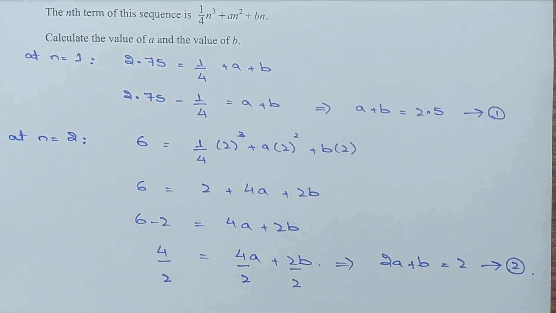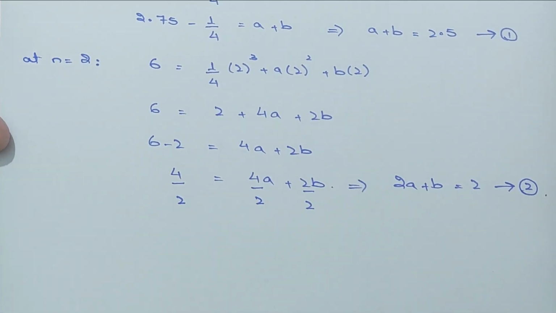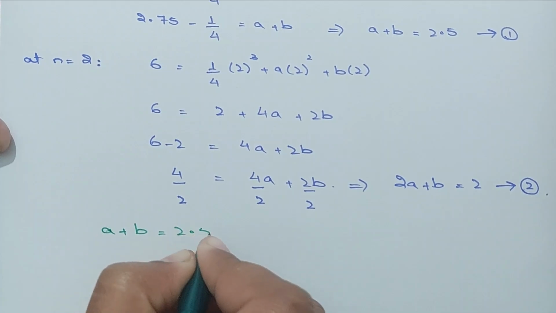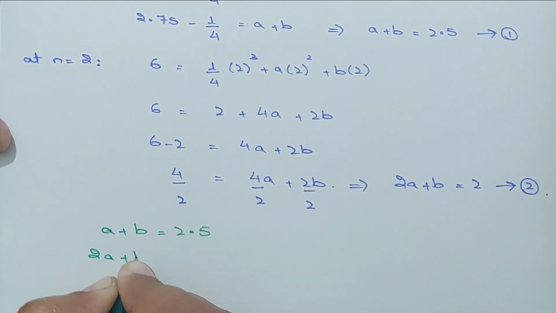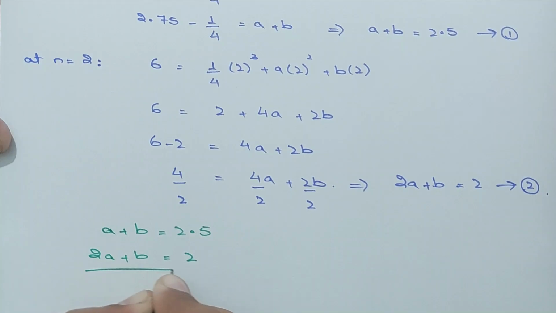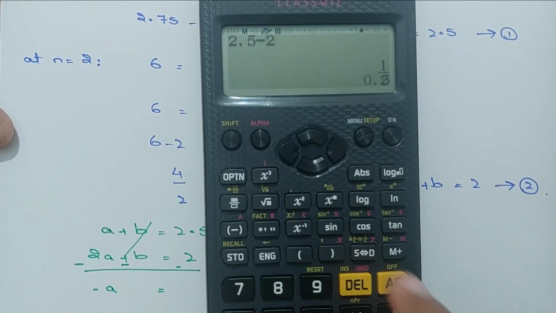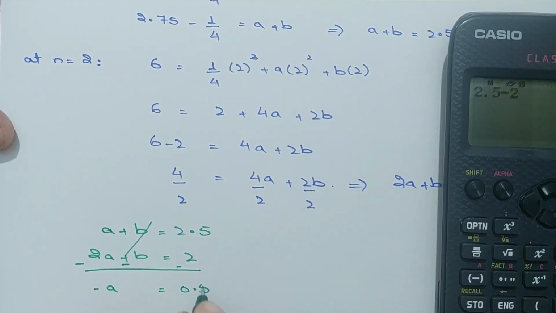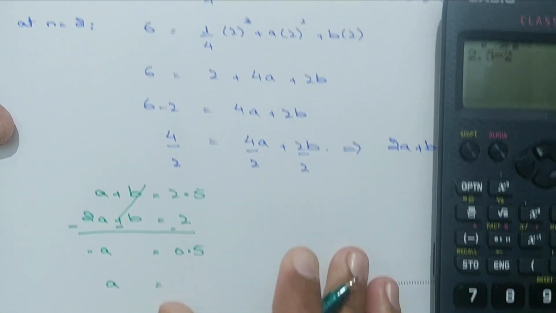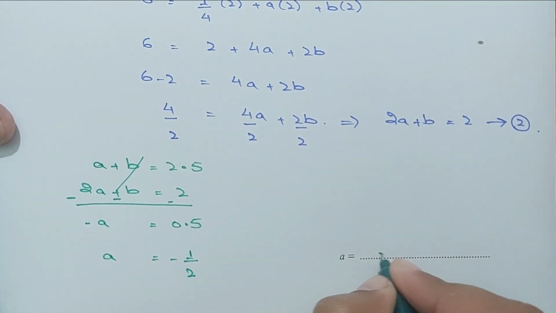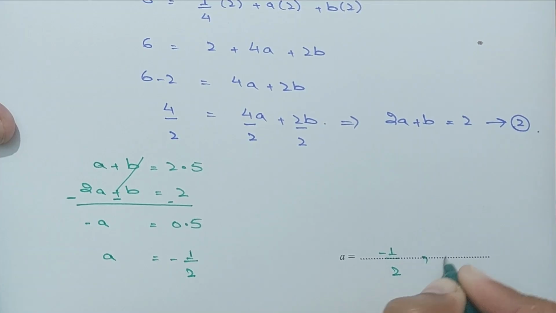Now let me subtract the two equations to get rid of b and solve for a. So the first equation is a plus b equals 2.5, and 2a plus b equals 2. Subtract the equations. We have negative a here, and 2.5 minus 2 is 0.5. So a value is negative 0.5 or negative 1 by 2, half. A is minus 1 by 2. Okay, and what is b?